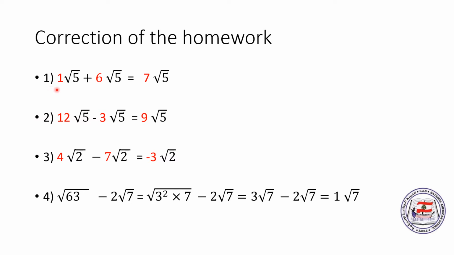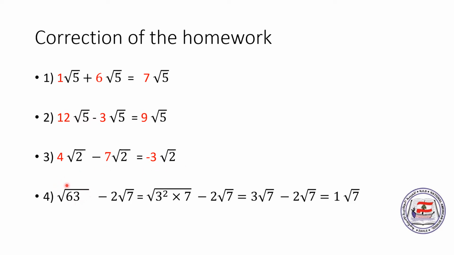Number 1, the expression 1 radical 5 plus 6 radical 5 gives 7 radical 5. The expression 12 radical 5 minus 3 radical 5 gives 9 radical 5. Number 3, 4 radical 2 minus 7 radical 2 gives minus 3 radical 2.